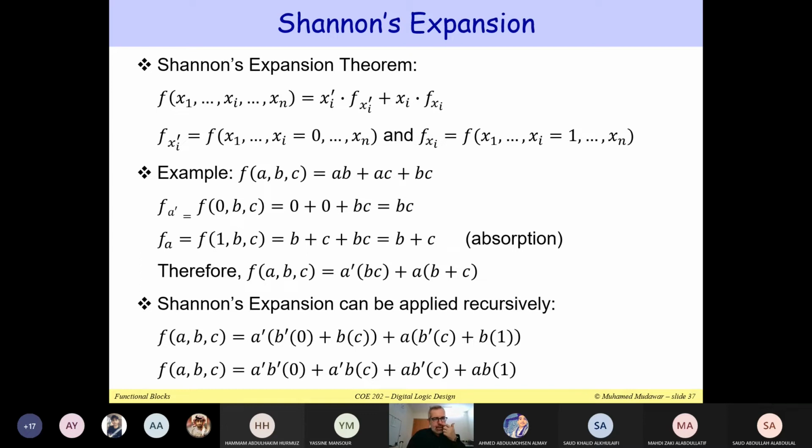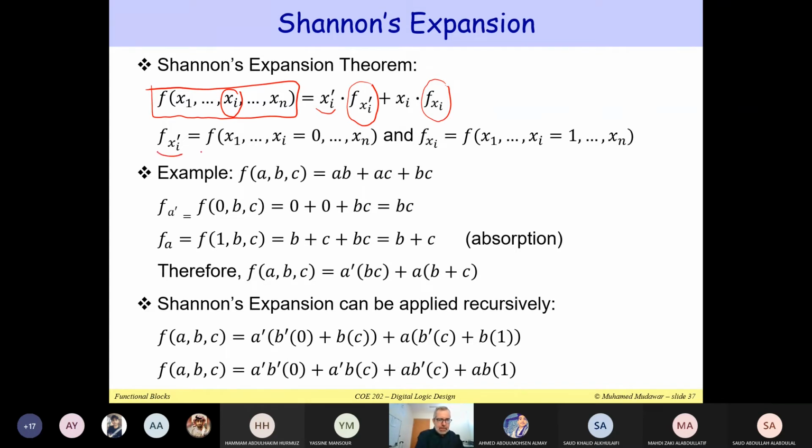So the idea of the Shannon expansion theorem, okay, is as follows. You can take any function f. It's a function of n variables. And you can expand it with respect to variable xi. Now you can actually say that what will be my expression when xi equal to 0 and when xi equal to 1. So when xi equal to 0, we write it as f_xi prime. And when xi equal to 1, we write it as f_xi. So when xi equal to 0, we can say that the function can be rewritten as xi prime and f_xi prime.